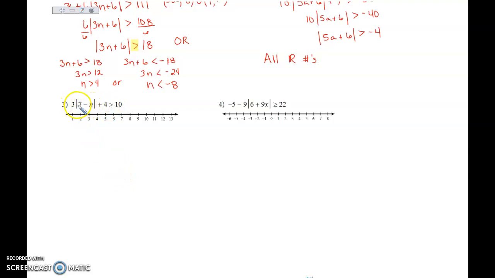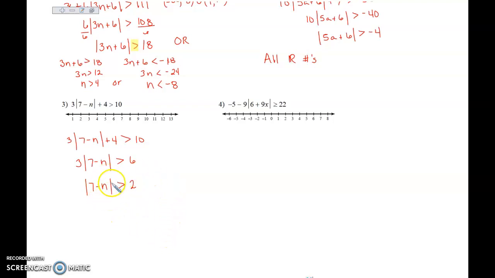Okay, this always occurs. The positive value will always be greater than the negative value, no matter what. Number 3, the exact same thing. We got to get the absolute value by itself, read what it looks like, and then see if it's a special case or if we actually have to solve it out. Okay, so we're going to subtract 4. So we get 3 times the absolute value of 7 minus n is greater than 6. Divide by 3. So the absolute value of 7 minus n is greater than 2.